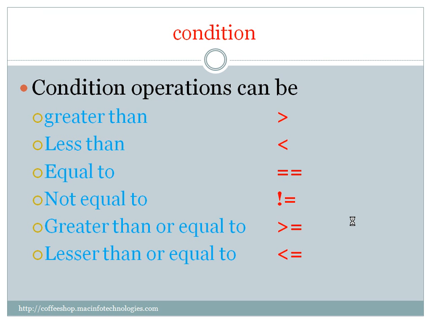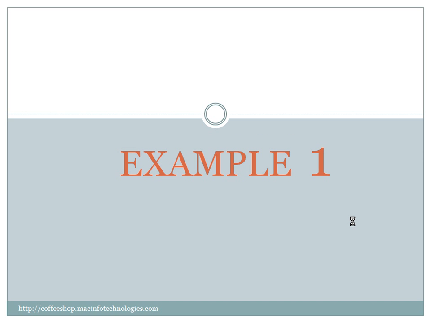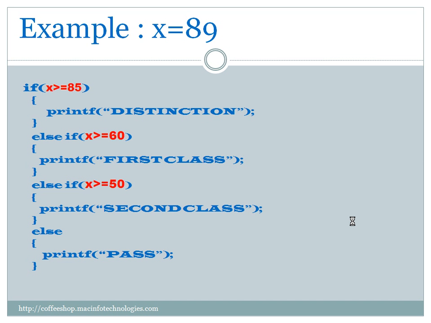So we have the same conditions here which can be used: greater than, less than, equal to, not equal to, greater than or equal to, less than or equal to. So we'll see example 1. In example 1, we want to check if the value of x is greater than or equal to 85. We want to print distinction. Or else if that is false, and if x is greater than or equal to 60, we want to print first class.